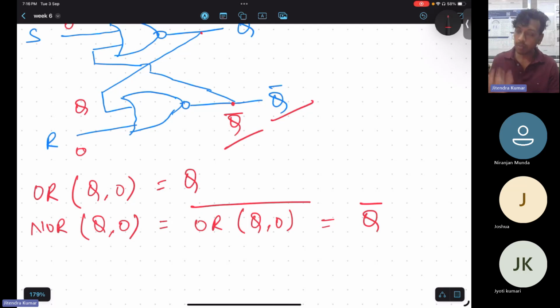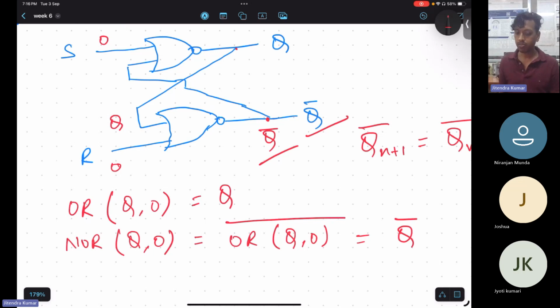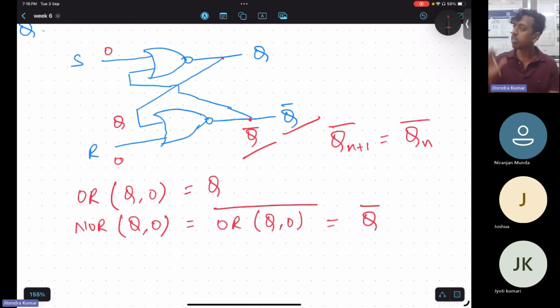So you have the memory, whatever the initial value, Q bar n plus 1 is equal to Q bar n. Even if you apply the clock any number of times, it doesn't matter. No matter how many times you trigger your clock, it is going to be the same until your S and R both are 0, or both are not getting changed. Okay, clear till here?